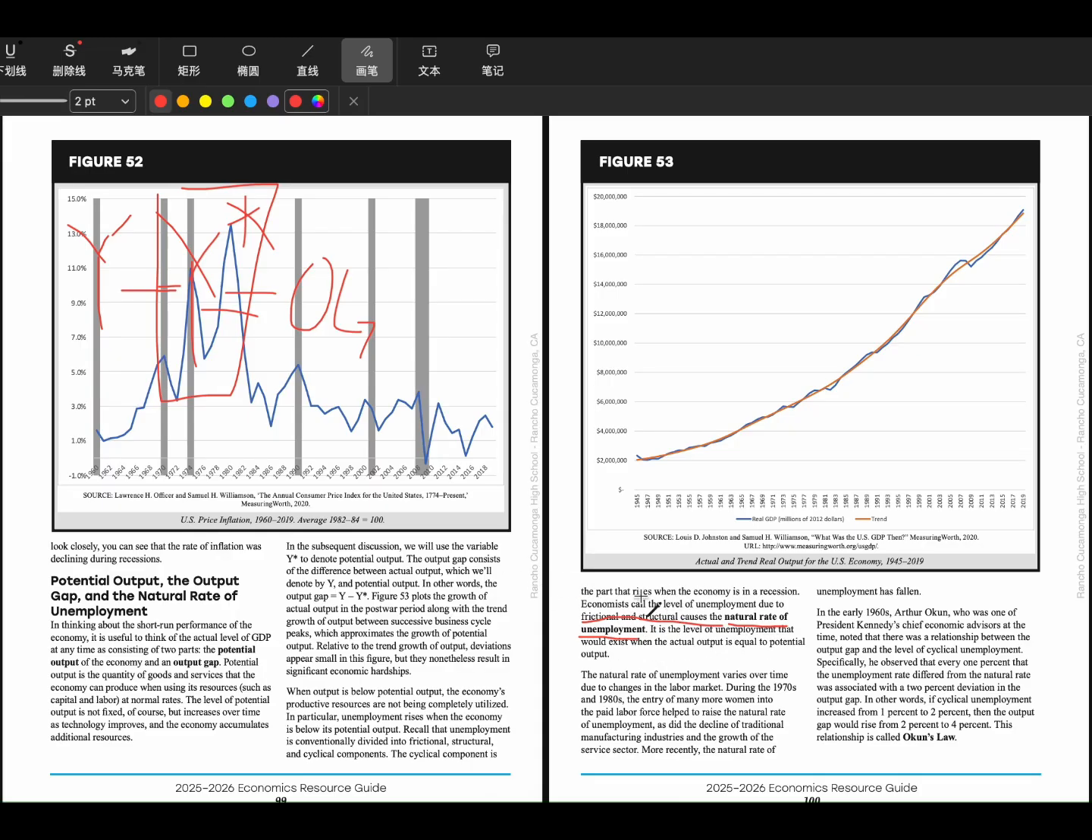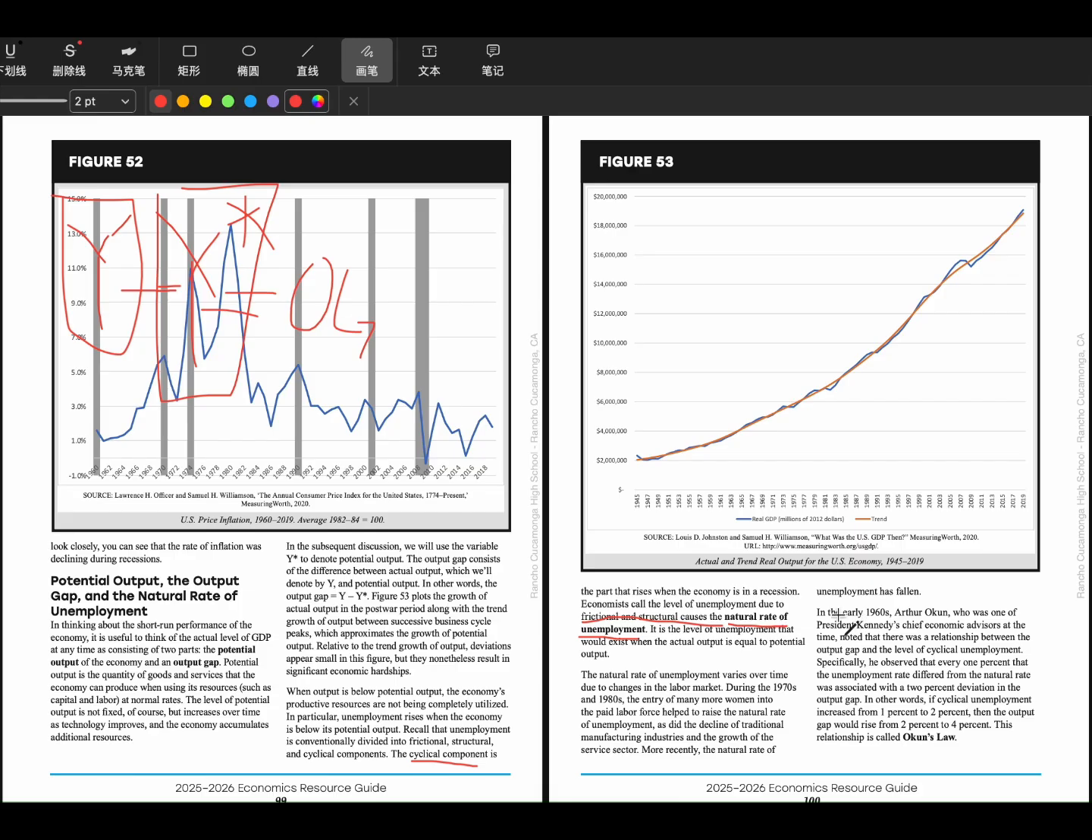As long as there's no cyclical component, there shouldn't be a negative output gap. If it is in a recession, there will be a negative output gap. If it is in an expansion, then it's going to get a positive output gap, because the current output would be bigger than potential output, since you're doing above potential, which is usually what the US is doing.